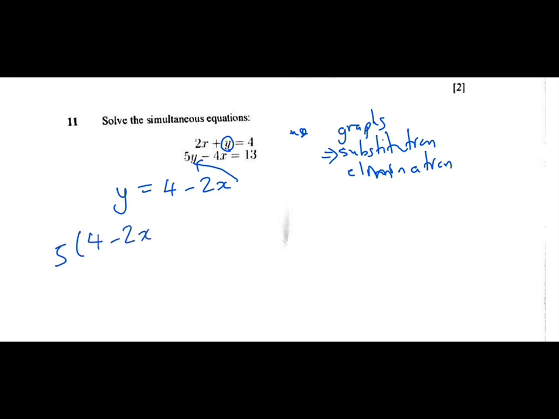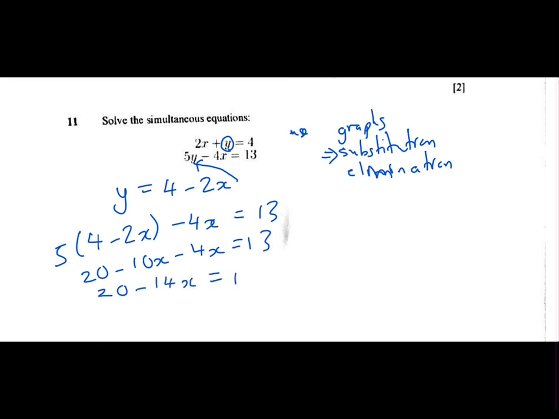5 bracket 4 minus 2x, then minus 4x is equal to 13. Therefore, we expand the bracket. 5 times 4, 20. 5 times minus 2x gives us minus 10x. Minus 4x equals 13. 20 minus 14x, since minus 10 minus 4 gives us 14, equals 13. Then we rearrange the formula. 20 minus 13, we bring 13 to the left and 14x to the right. 20 minus 13 equals 14x. 7 is equal to 14x.